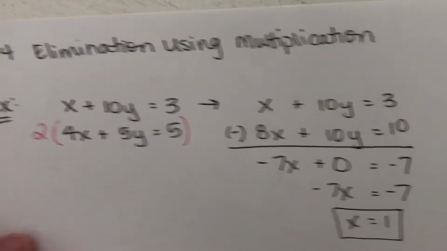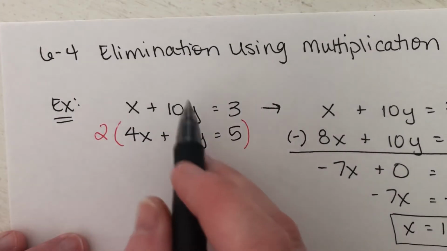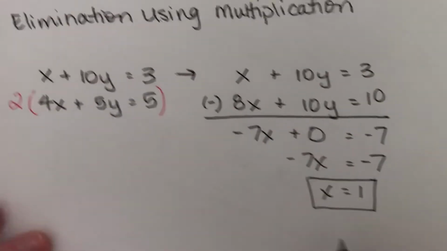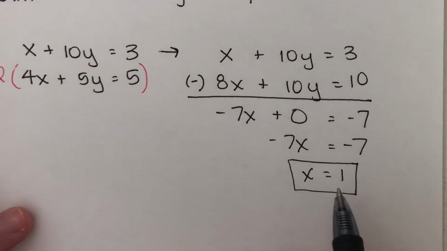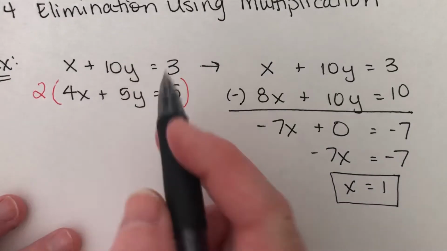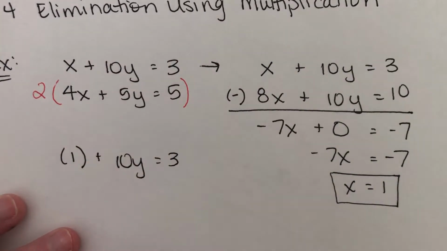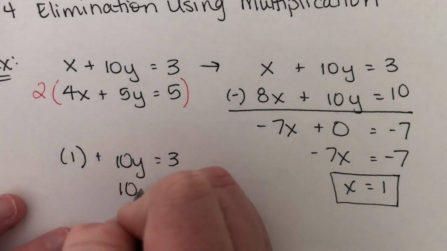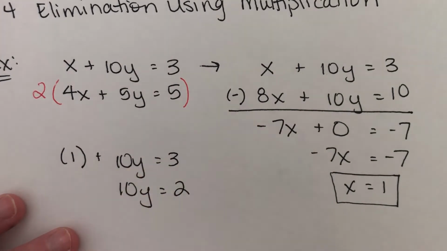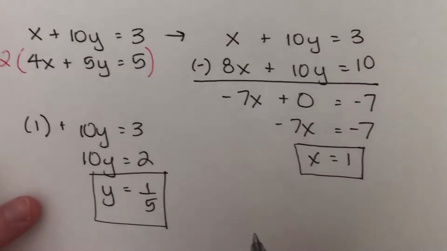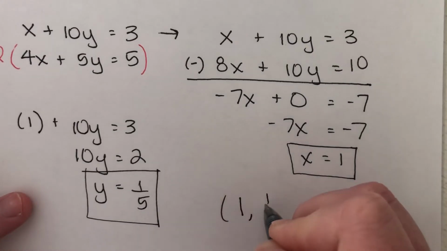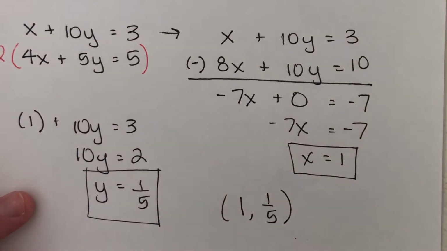Once I have my first variable, then I can just go back and plug it into either equation, doesn't matter which one, and solve for the other variable. I'm going to plug this into the first equation. So 1 plus 10y equals 3, minus 1 from both sides, 10y equals 2. Divide both sides by 10, and y equals 2 over 10, or 1/5 when I simplify. So my solution is 1, 1/5.